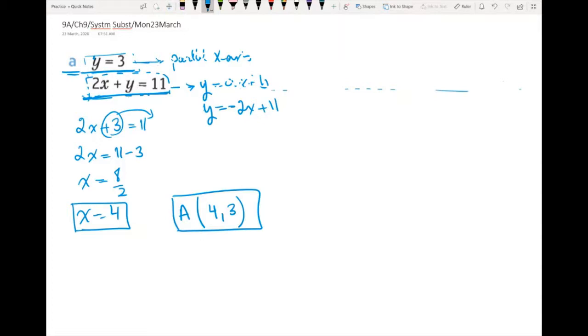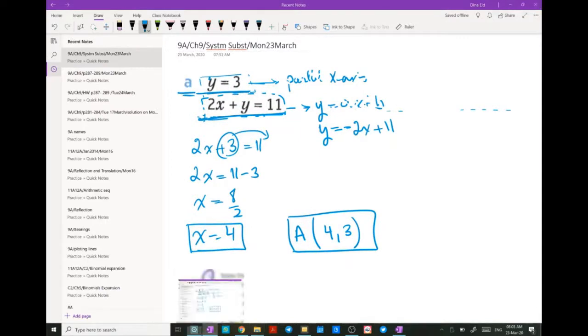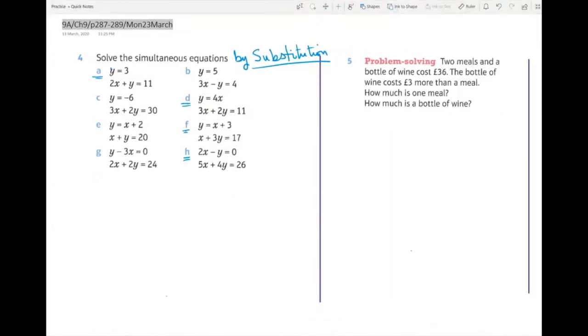Let us start with some exercises. So we have here number 4 in the book. I actually explained part A to explain the lesson. I'm going to start with number D. So D, or part D.